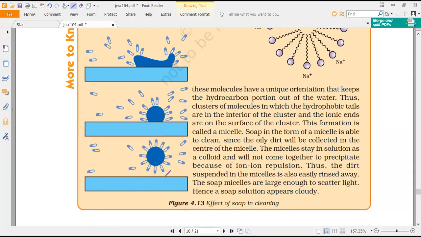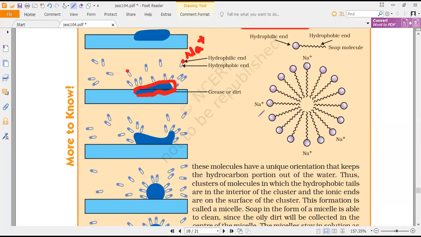So these soap micelles are large enough to scatter the light. That is why the soap solution always appears cloudy. That is also something you have to remember. It is a colloidal substance, so these soap micelles are of enough size to scatter the light. That is why it always appears like milk, cloudy. If you dissolve soap in water, it will form foam and all. So it turns into a colloidal substance, which scatters the light. So that is what is happening, and that is how the cleaning effect of soap takes place.